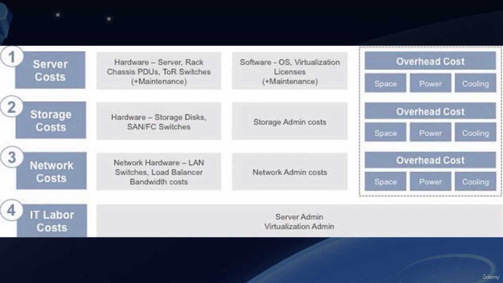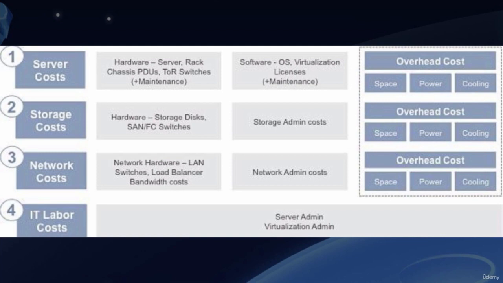We also have network costs. So we're going to have our network, our internet, our local area network. We're going to have load balancing, but we're also going to have network administration costs involved as well. And finally, our IT labor costs for server administration, for virtualization as well. So not only are we going to have people that are going to be experts in managing the physical hardware, but we also may need to have people that are also experts in looking after VMware solutions as well.